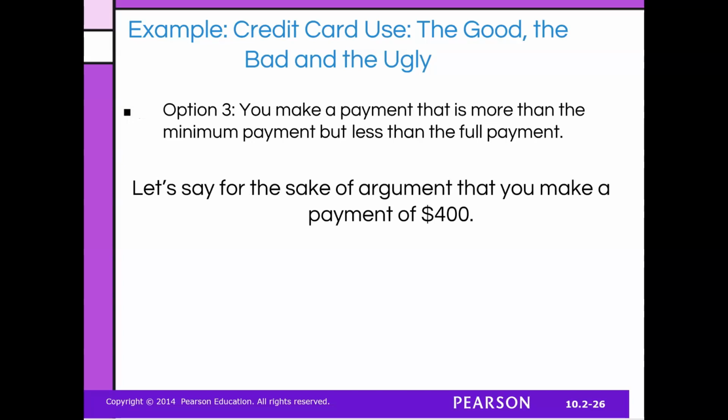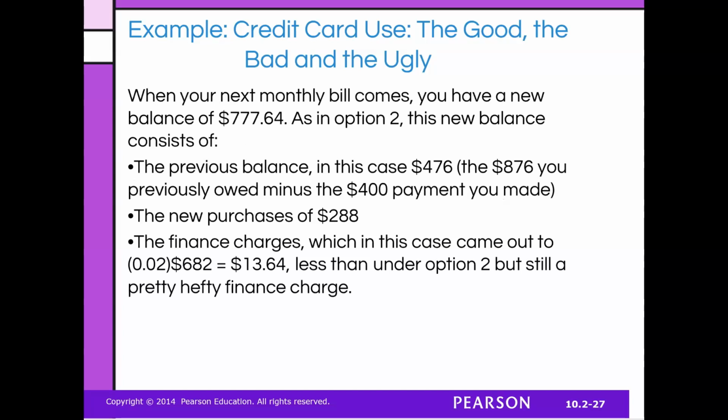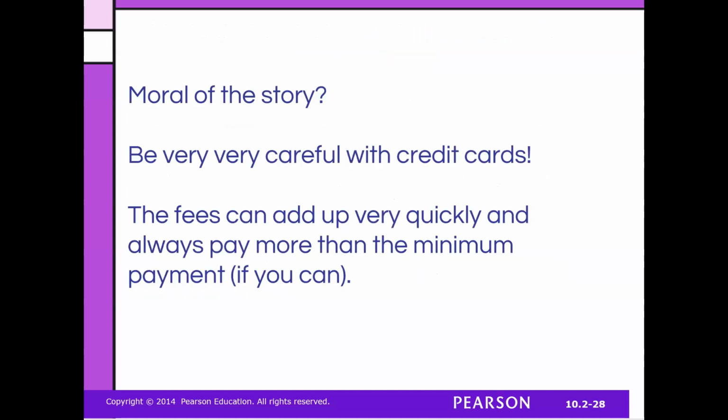So option 3, you decided to make a payment that is more than the minimum payment, but less than the full amount. Let's just say you decided to pay $400. So when your next bill comes, you have a new balance of $776. Remember, that new balance is the $476 left, the new purchases of $288, and the finance charge of $13.64. So there are a lot of different things that come in. You're paying fees on top of fees, and it can rapidly add up really, really quickly.